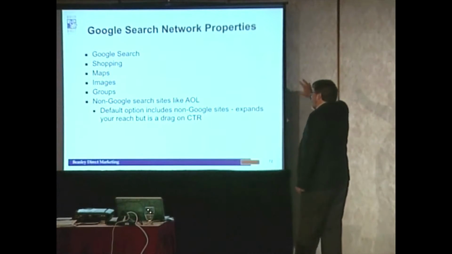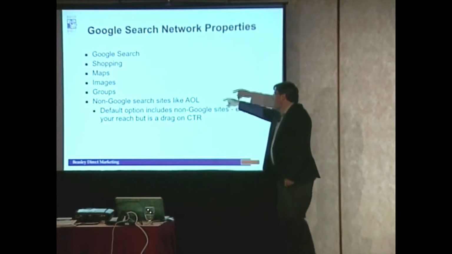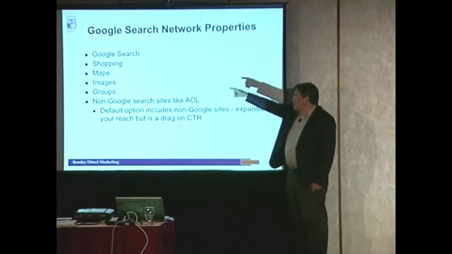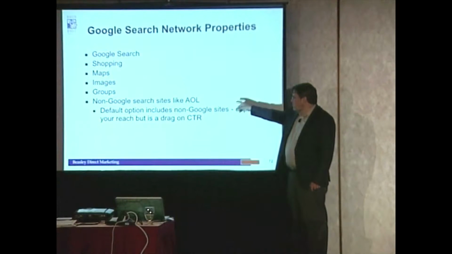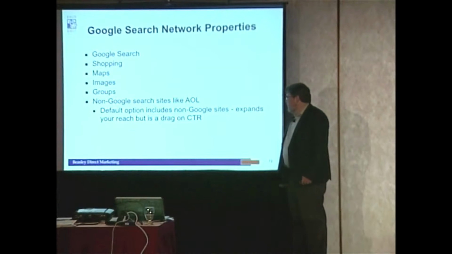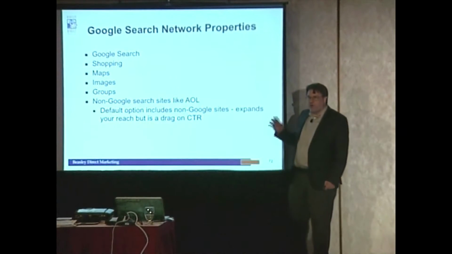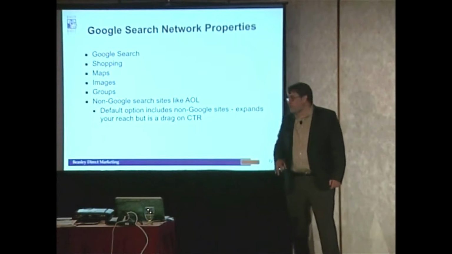Here are some of the Google search properties these can appear on. Google search, shopping, Google Maps, images, groups, and then non-search sites, Google search sites like AOL, Earthlink. It expands your reach, but it tends to depress your click-through.